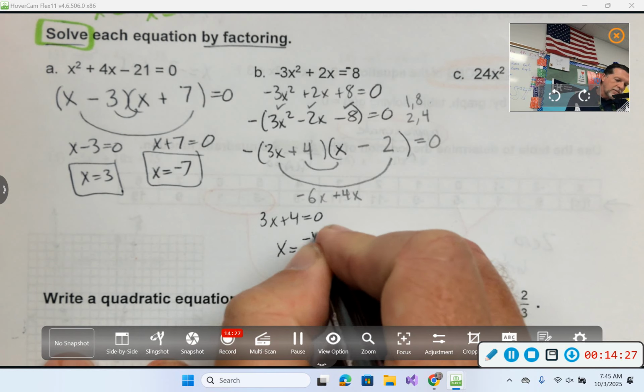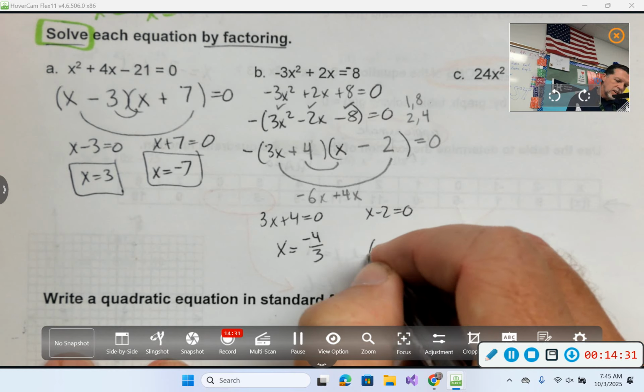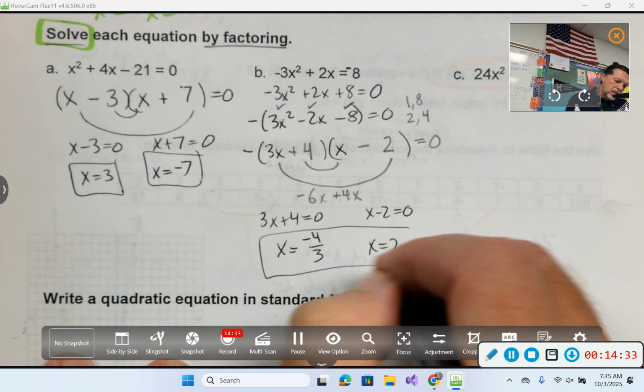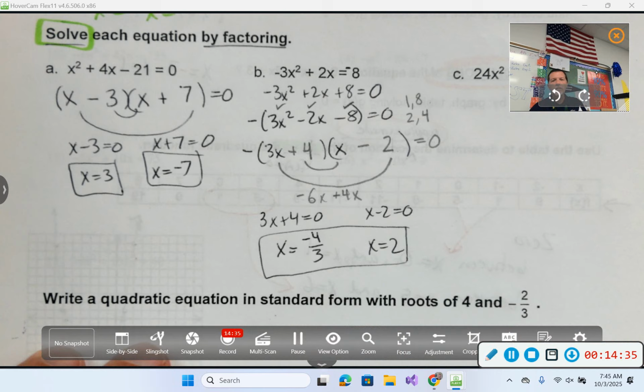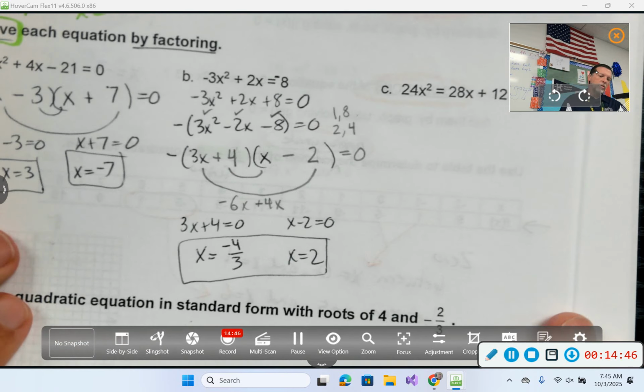I'm going to subtract the 4 and divide by 3. So negative 4/3 and 2. Factor, set the factors equal to 0, and get your two solutions.